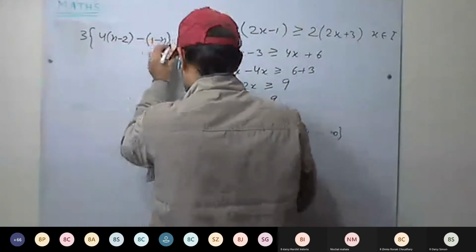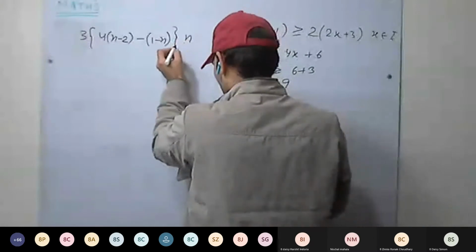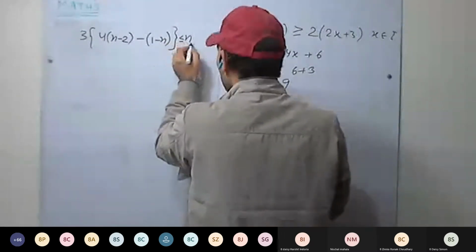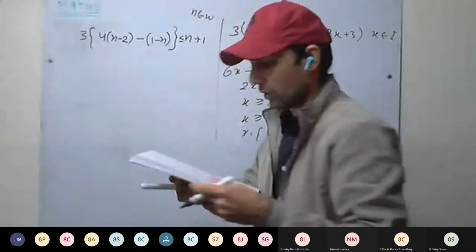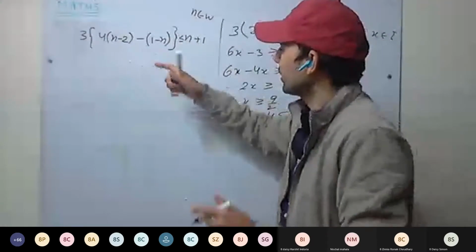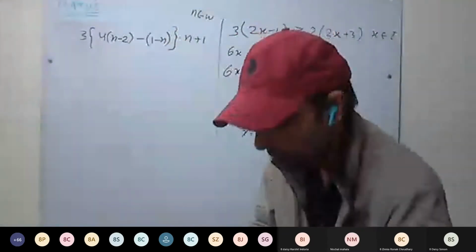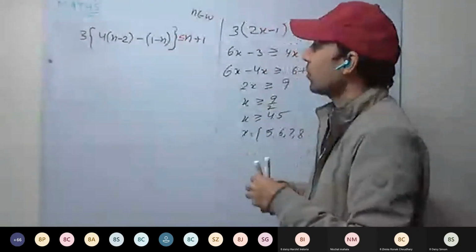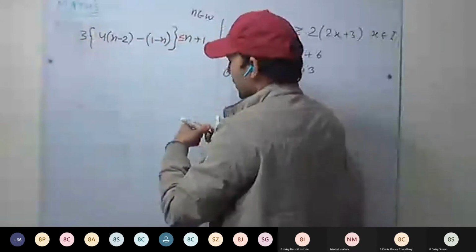Minus 1 minus n, less than or equal to n plus 1, and n belongs to whole numbers. Okay, this is the question. Left hand side, right hand side. Now first we'll open the bracket inside the curly brackets.